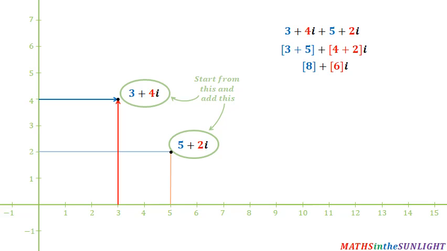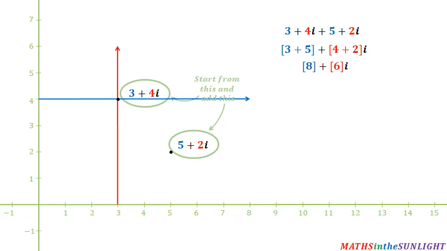Since we start at 3 plus 4i, draw arrows from the axis to the dot. Since we are adding 5 plus 2i, draw arrows from the axis to the dot. Blue arrows can be added to the blue arrows, red arrows can be added to the red arrows, but they cannot get mixed up together. Add the blue arrow to the blue arrow, tip to end. Add the red arrow to the red arrow, tip to end.